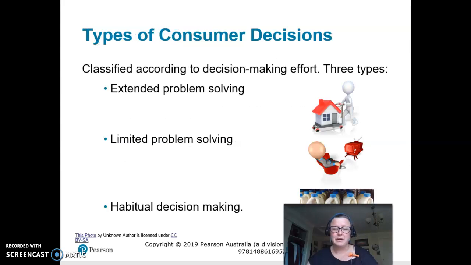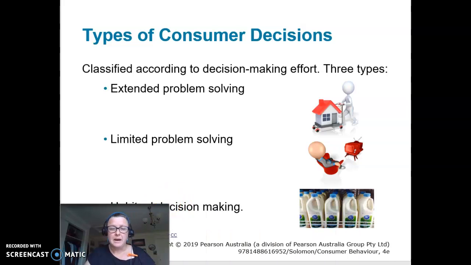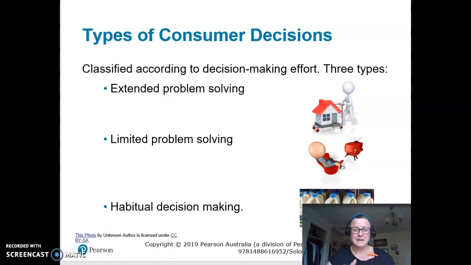So let's start by looking at the types of consumer decisions people engage in. Essentially there's three. They are extended problem solving, limited problem solving and habitual decision making. Now, I've tried to put an image here that reflects the nature of each of them. I guess what differentiates between these different types of decision making are a couple of things, and I'll talk to them in a minute. But essentially, extended problem solving is when you engage in things like buying a house, when you've got to go through extra processes. And it's a big decision.